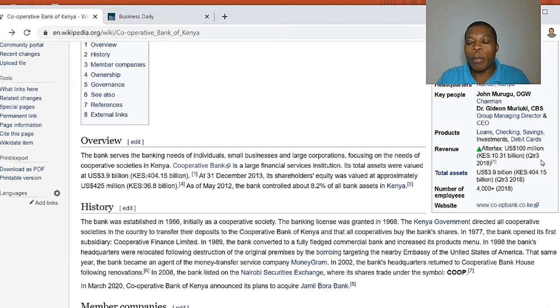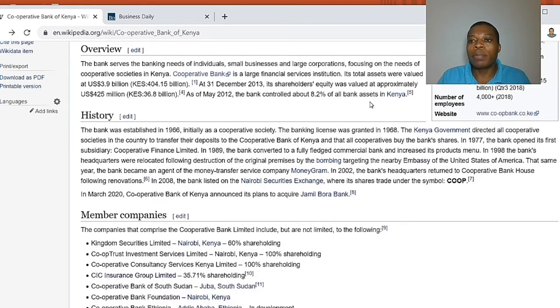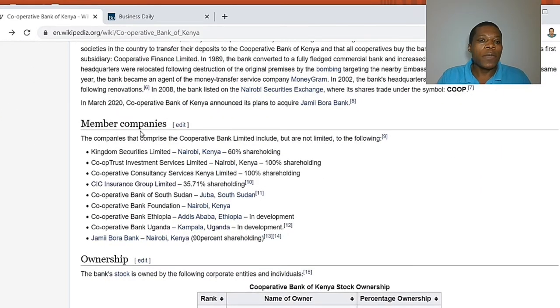If you go to the products, mainly it's loans, checking, savings, investments, debit cards, and also it's a forex broker through its companies, as you see. So these are the other companies that Cooperative Bank owns.